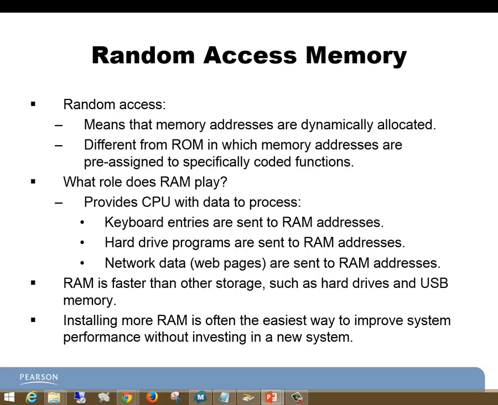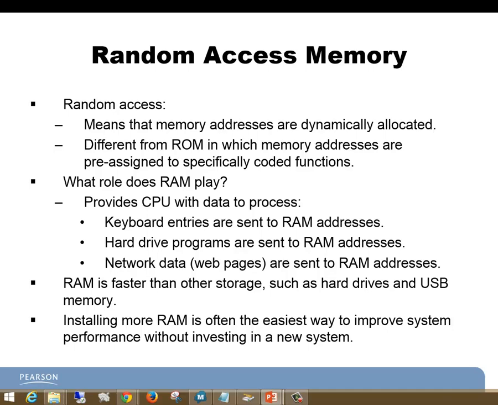So RAM stands for Random Access Memory. And the reason is that the memory addresses are dynamically located, or random. It's different from ROM because in ROM there are pre-assigned addresses. So the RAM holds data for the CPU to process and data the CPU has processed. Almost everything in your computer uses RAM in some form.